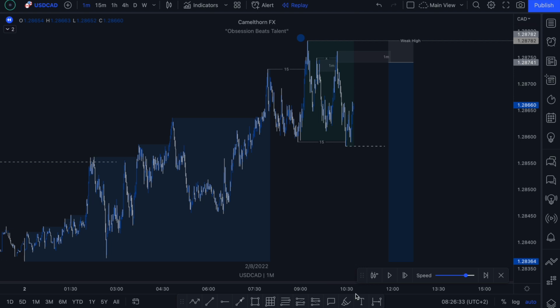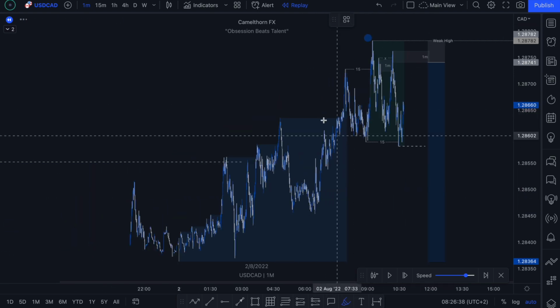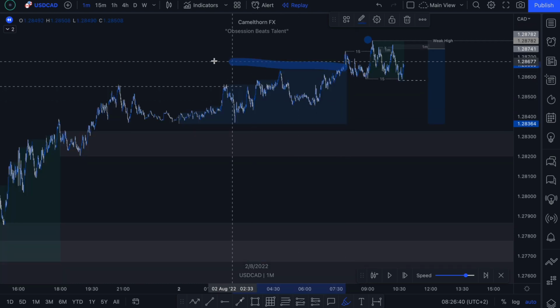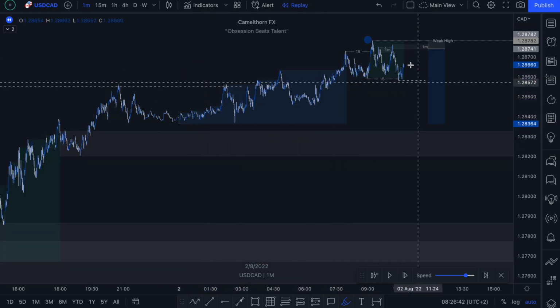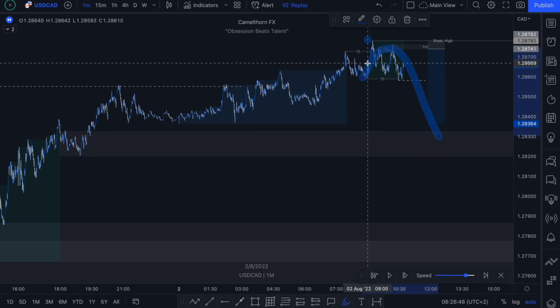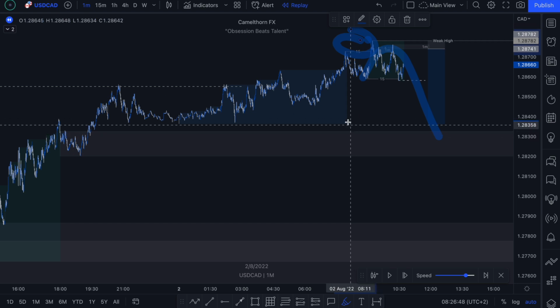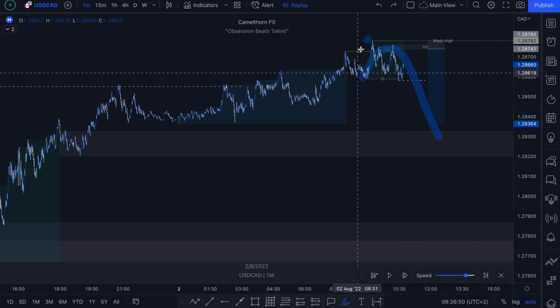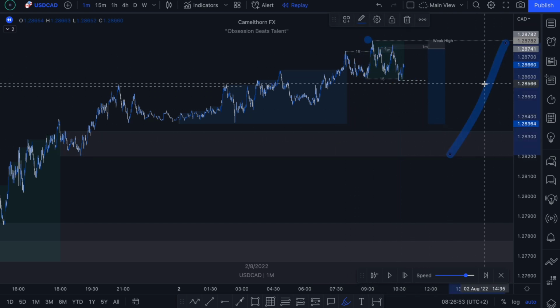The reason I say you can target the Asian low is because more often than not, you will have price action ranging during the Asian session. You will have the London push, and the London push normally takes out both sides of the Asian session. And then after the London push, you will have the New York reversal. It's just certain characteristics of the different trading sessions that we have.